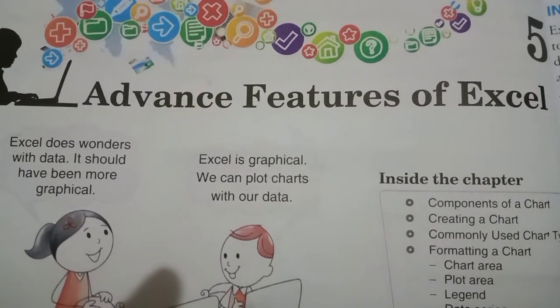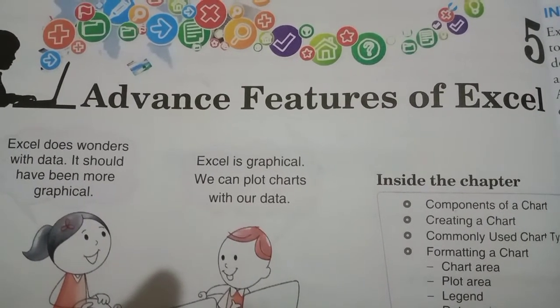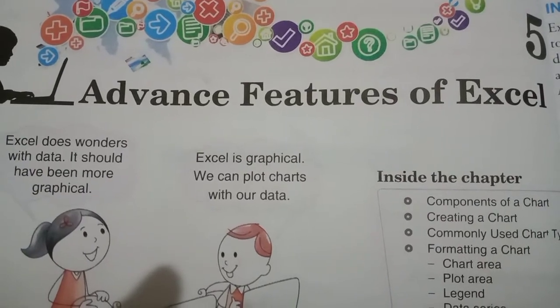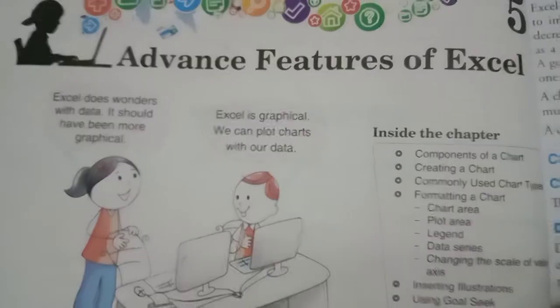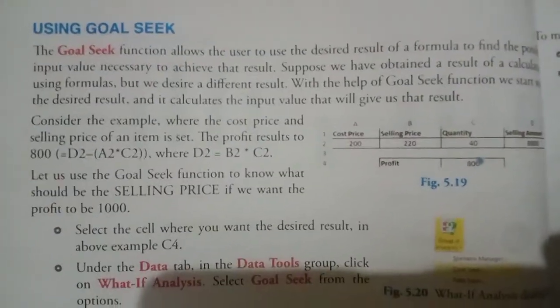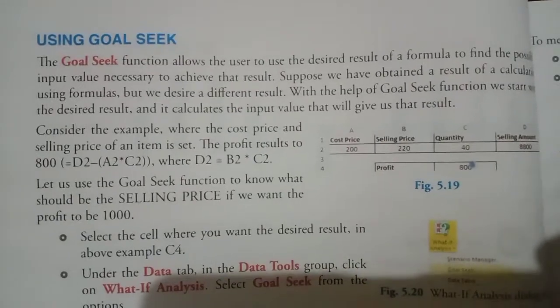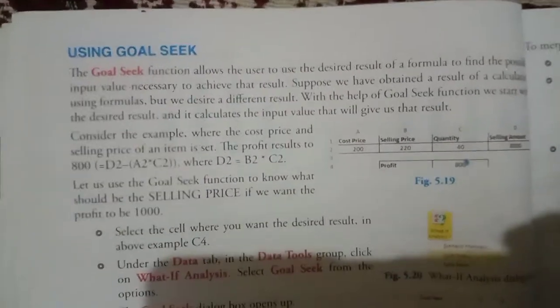Chapter number 5, advanced features of Excel. We have done the chapter, but some things are left. So now starting from this point, using goal seek. What does it mean and why are we doing this?